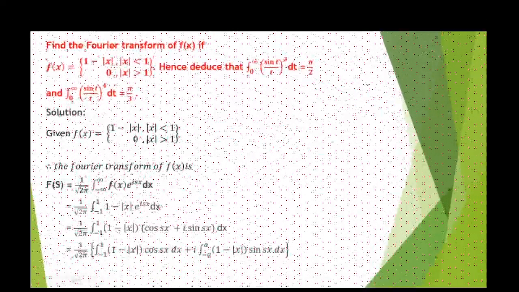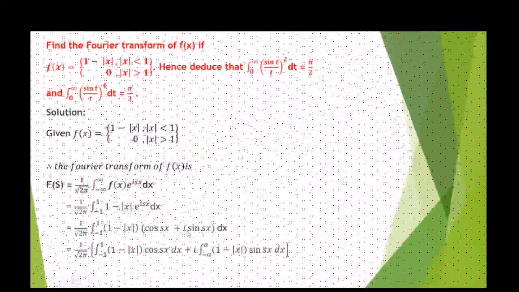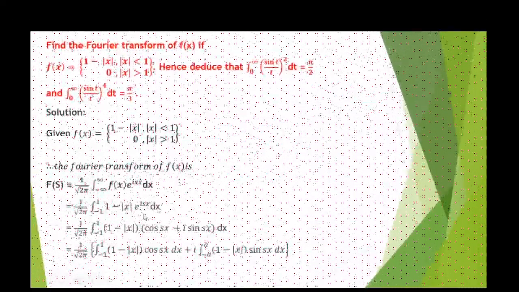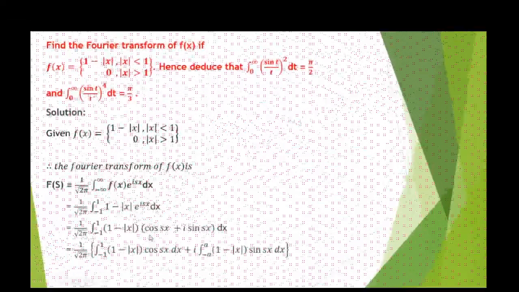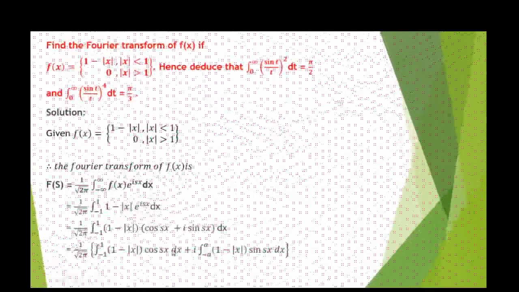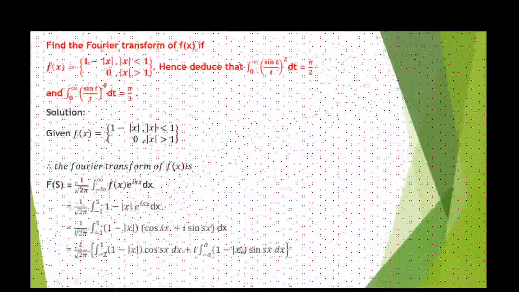So f of x is replaced by the given function 1 minus mod x, and e power i s x is replaced by cos sx plus i sin sx, because e power i theta is cos theta plus i sin theta. So we have to multiply the function 1 minus modulus x with the two terms cos sx plus i sin sx. Okay, so 1 minus mod x into cos sx, and 1 minus mod x into sin sx.